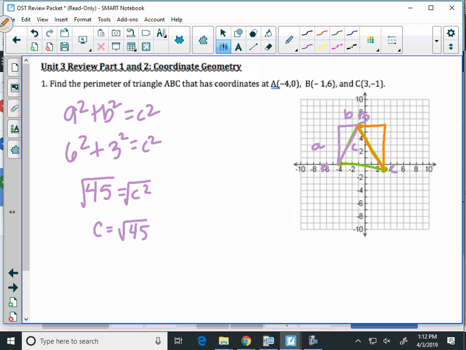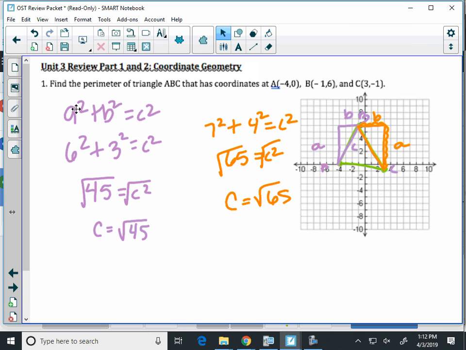Make your right triangle. Make one side your A, the other side your B, and plug it into Pythagorean theorem. When I count, my A is 1, 2, 3, 4, 5, 6, 7. So I have 7 squared, plus my B is 1, 2, 3, 4. 4 squared equals C squared. Plug that in your calculator. 7 squared plus 4 squared is 65. Don't forget square root. Get C by itself, so the length of that side is radical 65.